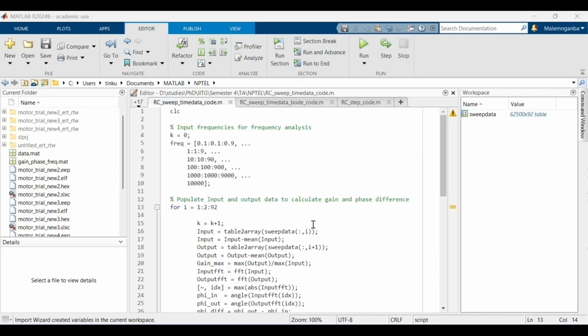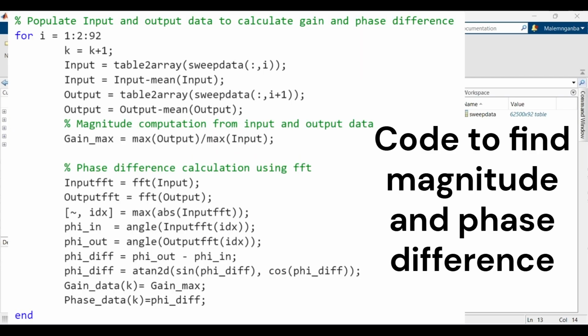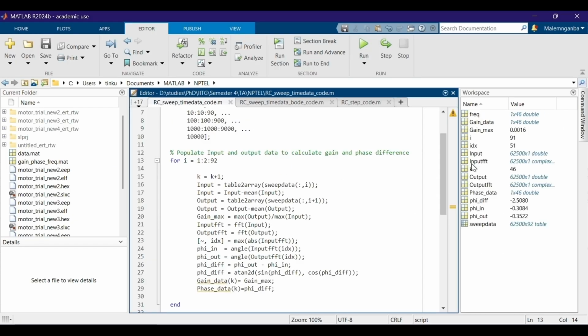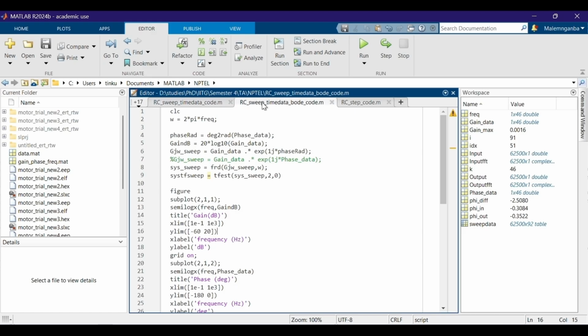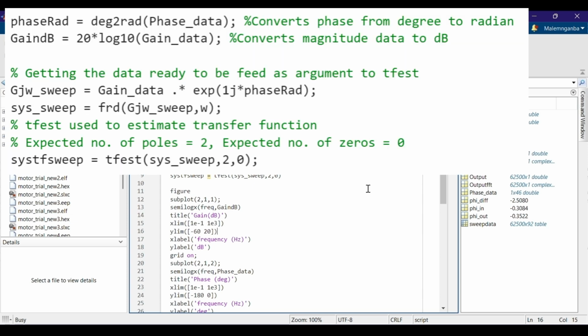Now, we will run a code to specify all the frequencies for which we have taken the input and output data and calculate the gain and the phase difference between the input and the output. Once we run this code, all the gain data and the phase shift data will be populated in the workspace. Then, using this data, we will be estimating the transfer function of the unknown system. The code for transfer function estimation is given over here.